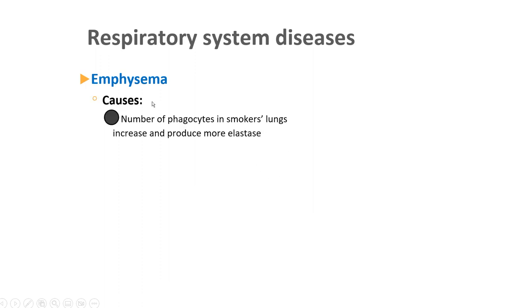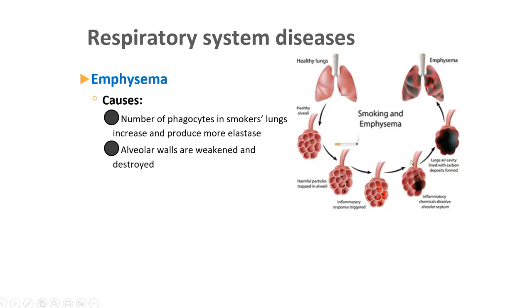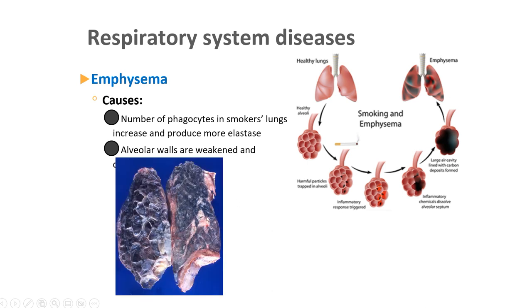Emphysema is also caused by smoking, but what's happening is that the number of phagocytes, those macrophages that we talked about during the immune system, the ones that ingest germs and create antigens, those phagocytes, which are in the lungs, are going to increase in number because they sense damage. They think it's a germ invader, and they're throwing huge amounts of elastase into the area. And so what happens is that the alveolar walls are going to be weakened and destroyed. And so now this person can't really breathe anymore.